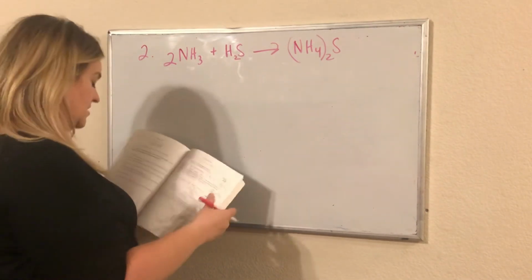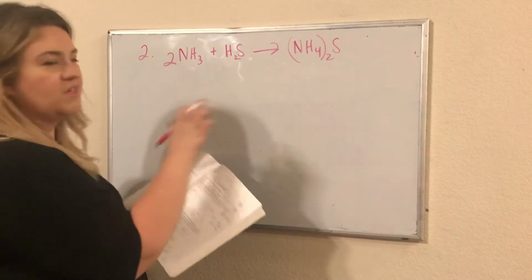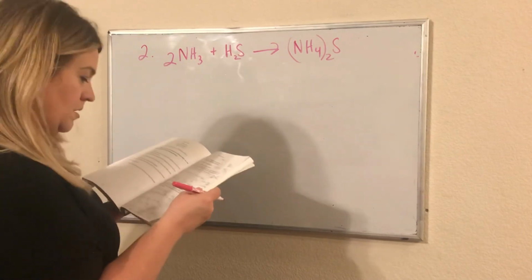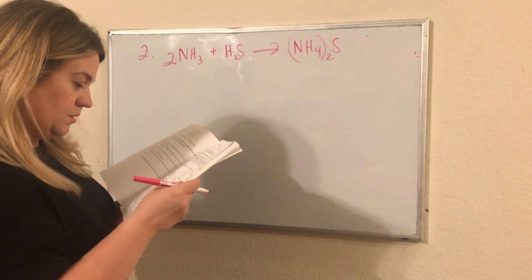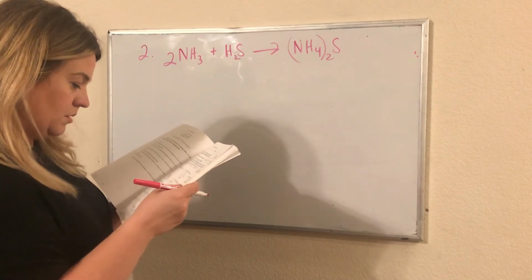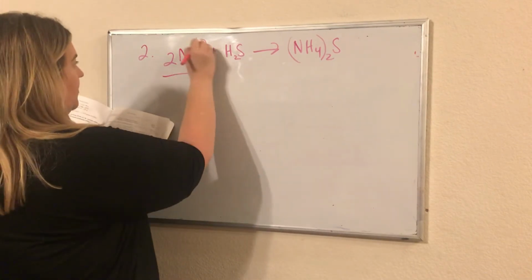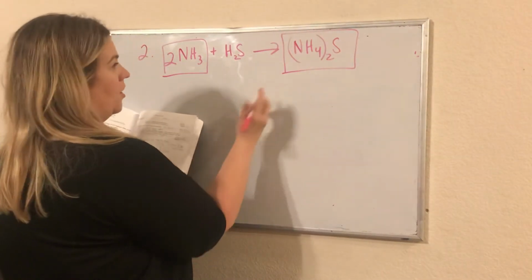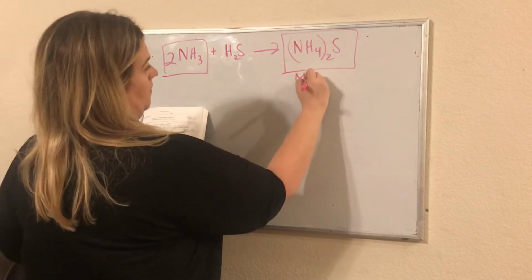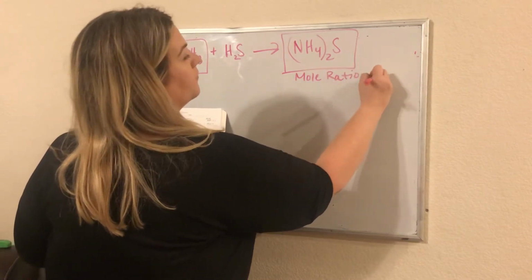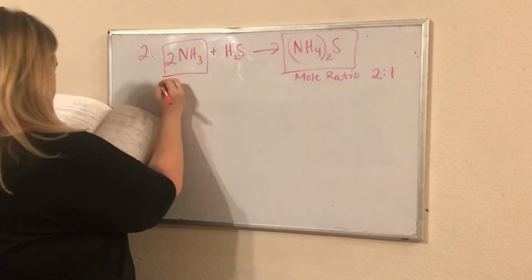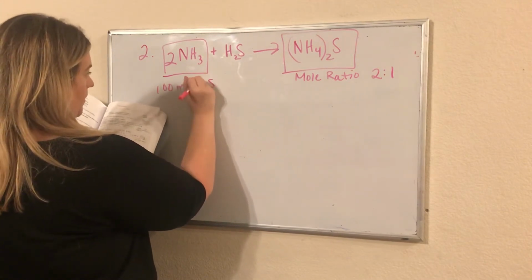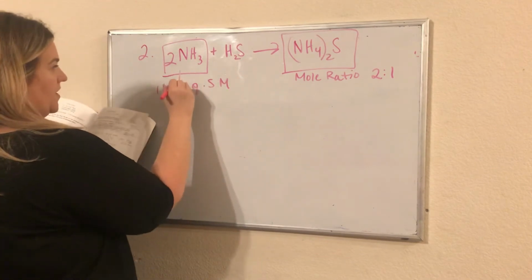Step 2, balance. Step 3, we're gonna look at what's in question here. So we know we have 100 milliliters of a 0.5 molar ammonia solution. So okay, so we're looking at these and this, okay? And our mole ratio is 2 to 1, okay? So we know we started with 100 milliliters of a 0.5 molar solution of this, okay?